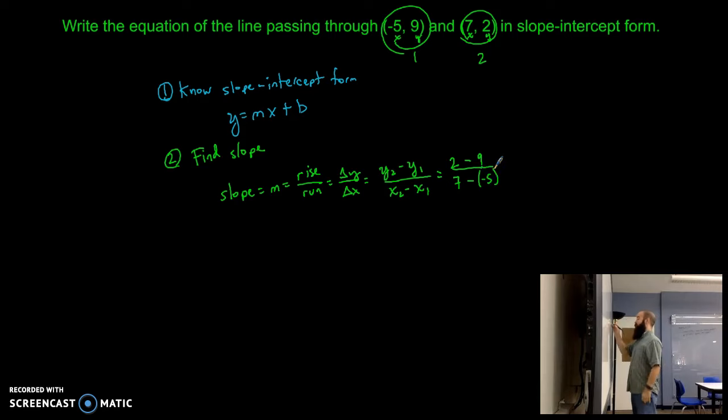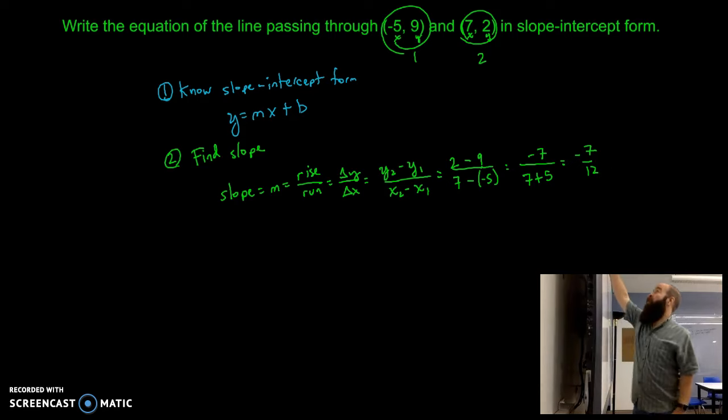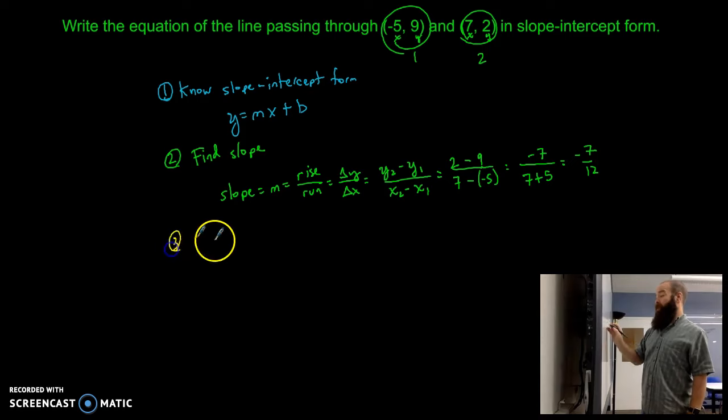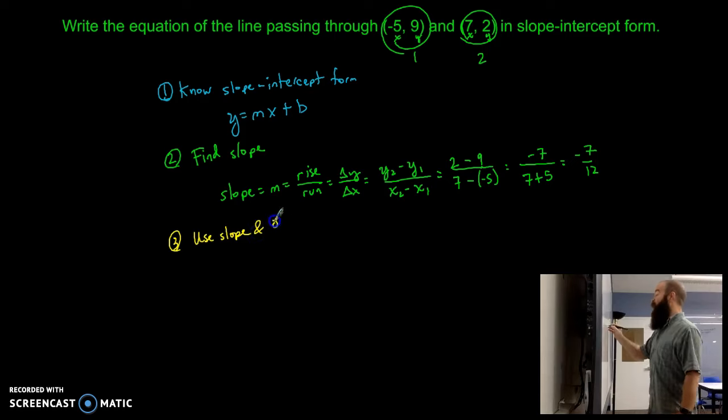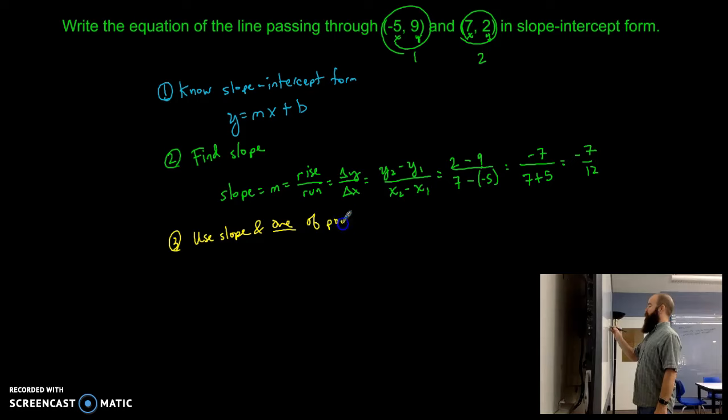So when you're subtracting a negative number, that's like adding a positive number. So on the bottom, that would be 7 plus 5. And on the top, -7. So I'm going to get -7/12 as the slope. So now I have the slope, I have the m. So now what I'm going to do is I'm going to use that information and one of the points, you don't have to use both of them, you can use just one of them, to find the y-intercept, which is b.